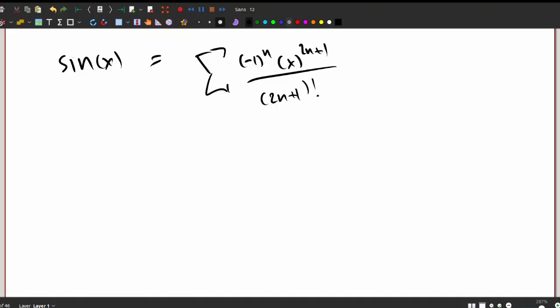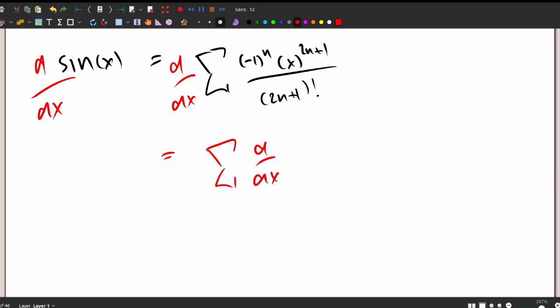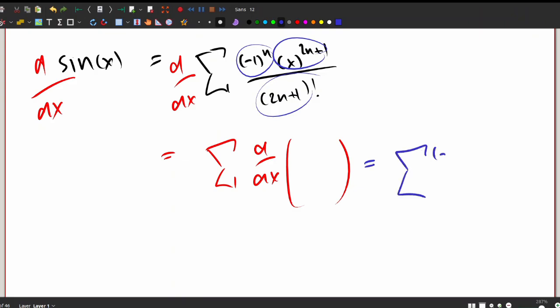And if we wanted to find this one for cosine, we could just differentiate the sum for sine. So this is going to be equal to the sum of d over dx of this whole thing. Now, anything that doesn't directly have an x in it is going to be a coefficient, so we can ignore it. The only thing that really matters is this term. Therefore, we're going to have the sum of negative 1 to the n over 2n plus 1 factorial.